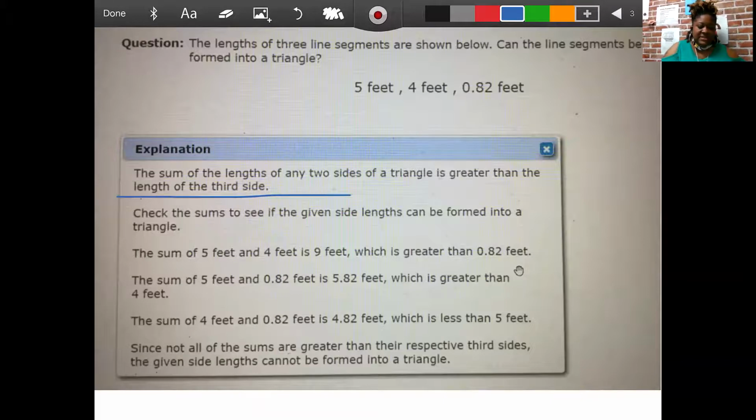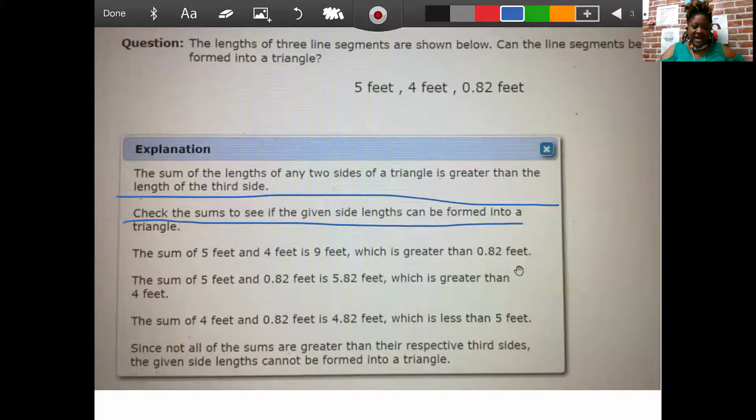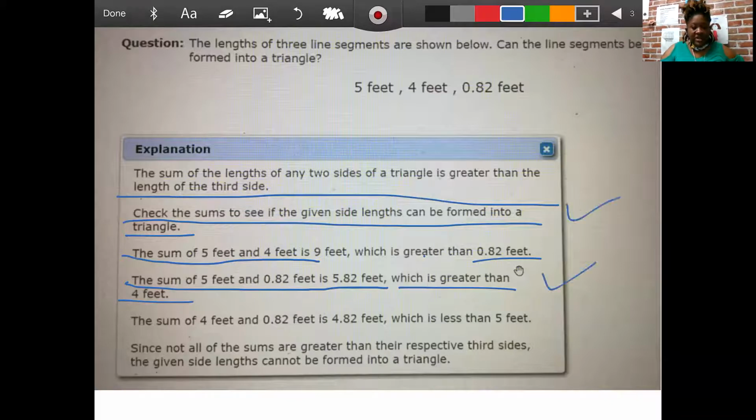So this is a lot of words, but this explains it. The sum of the lengths of any two sides of a triangle is greater than the length of the third side. So you check the sums to see if the given side lengths can be formed into a triangle. The sum of 5 and 4 is 9, which is greater than 0.82 feet. The sum of 5 and 0.82 is 5.82, which is greater than 4. So far, we're looking at a triangle because each sum is greater than the third side. But the sum of 4 and 0.82 is 4.82, which is less than 5 feet.